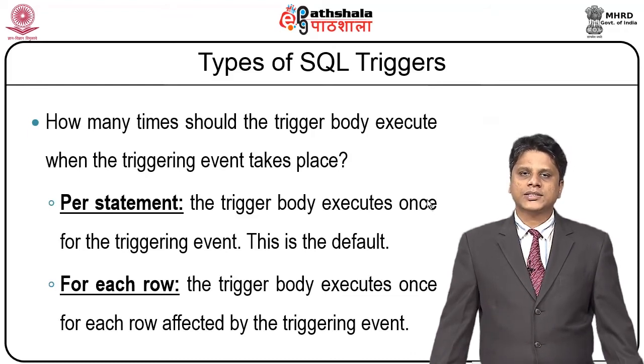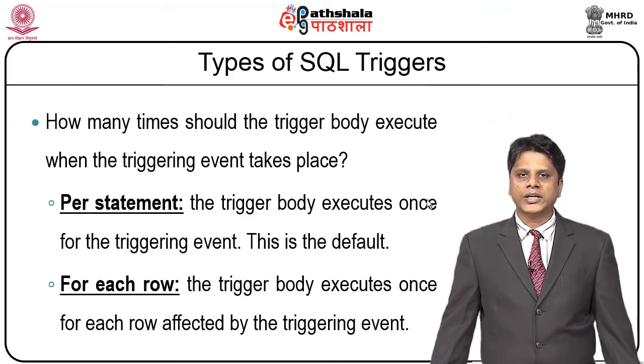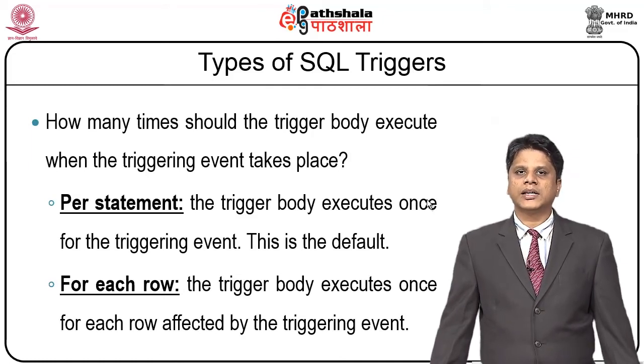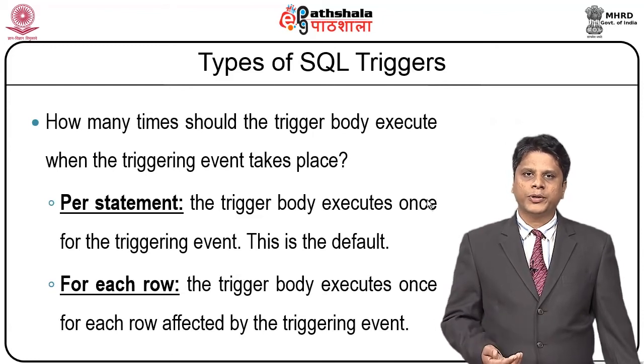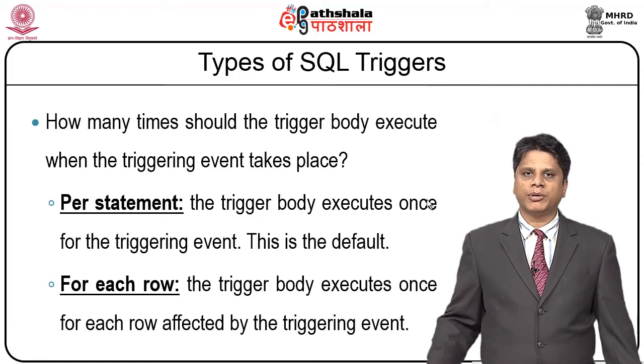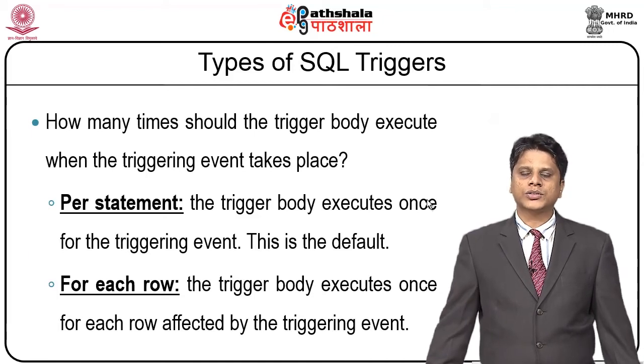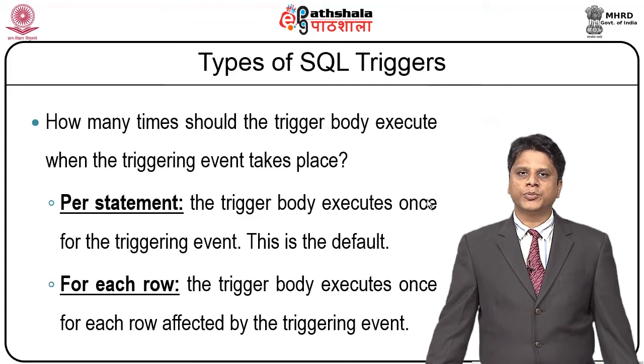Now, let us try to understand how these triggers are applicable on a row-wise or column-wise execution. So, we will look more closely into the types of SQL triggers. These are about how many times the trigger body should execute when the trigger event takes place. We might be using a for loop in general purpose programming languages, but that knows the number of times this loop has to be executed.